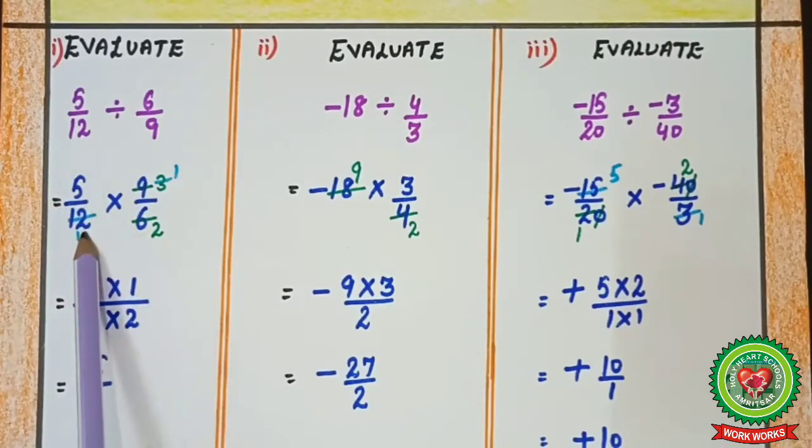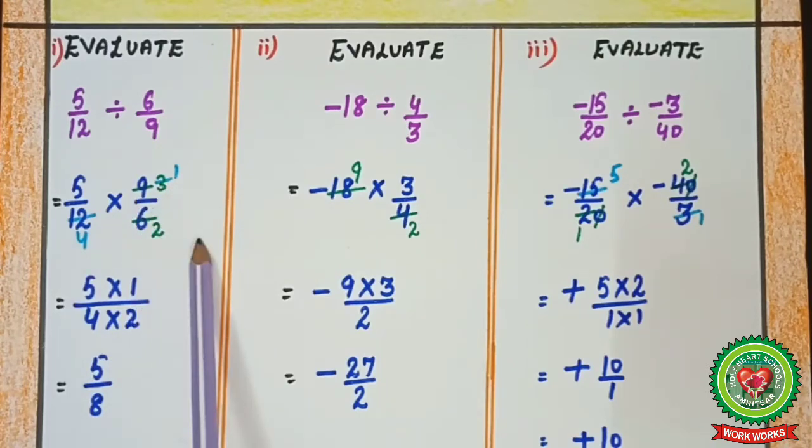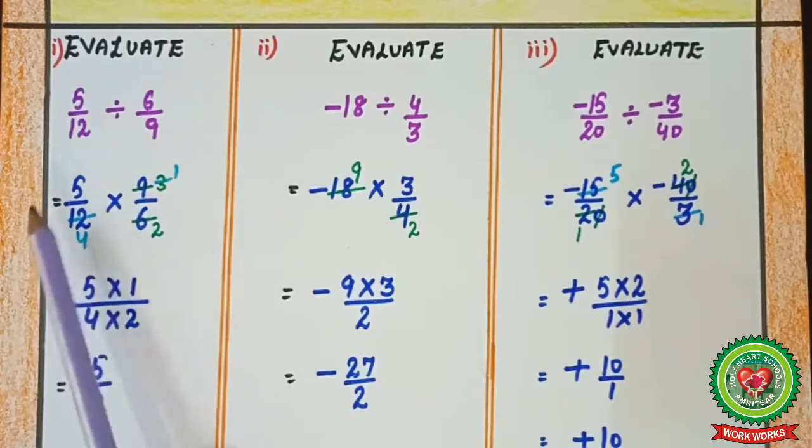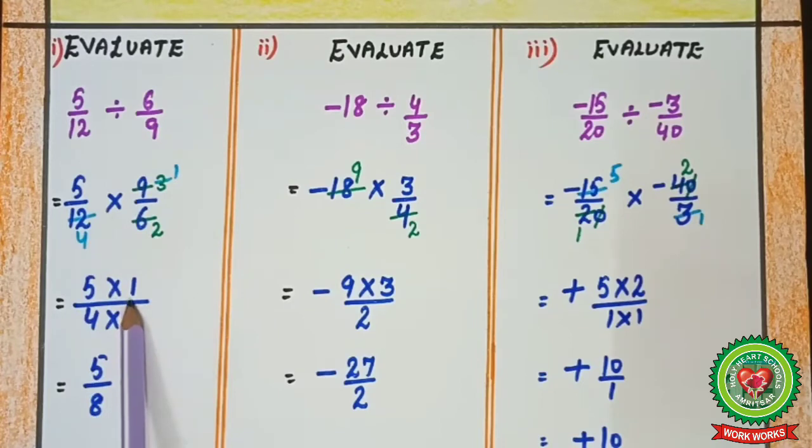So up-down cutting is not possible here, but here it is possible. So 3 3s are 9, 3 2s are 6. Now cross cutting is possible. 3 1s are 3, 3 4s are 12. So 5 and 2 can be cut on the one table. So you are left with 5 into 1, that will be 5. And 4 into 2, that will be 8. So you will have 5 upon 8 as the answer.